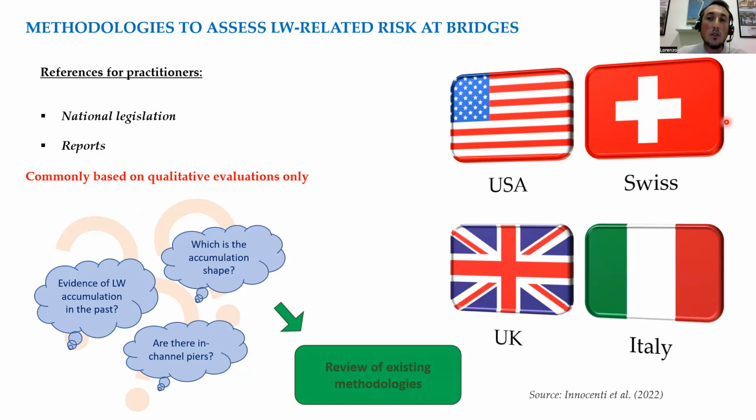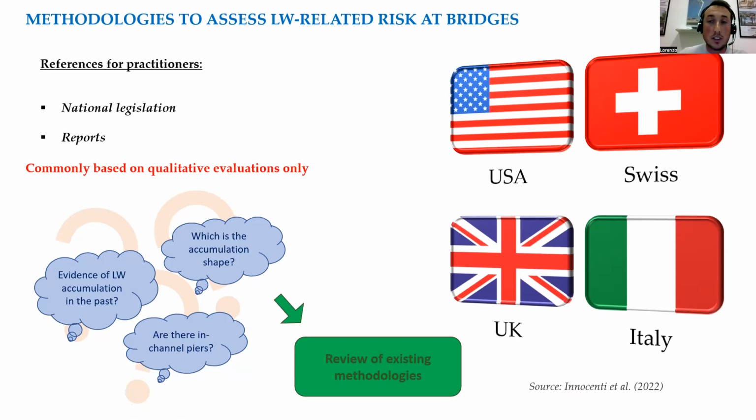In particular, we reviewed the existing methodologies for these 4 countries that you can see here on the right. So for the US, Switzerland, UK, and Italy, in order to find which are the main differences between the regulations of different countries, and to see, in our case for Italy, how to provide better information for practitioners.